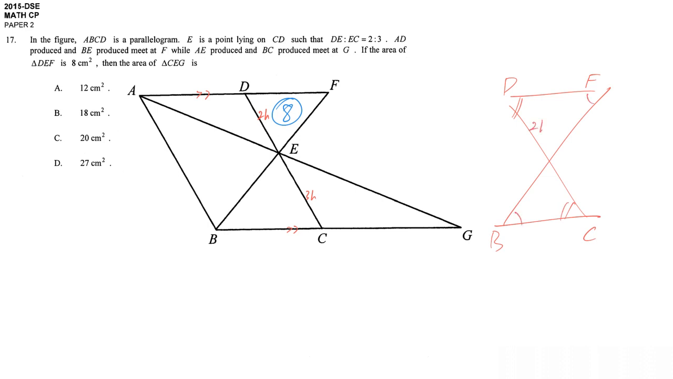If this is 2h to 3h, that means the length ratio L1 to L2 is equal to 2 to 3, which means the area ratio is 2 squared to 3 squared, which is 4 to 9. So now if this is 4, then this will become 9. Compare here, 4 becomes 8, that means just times 2. 9 times 2, you get 18.